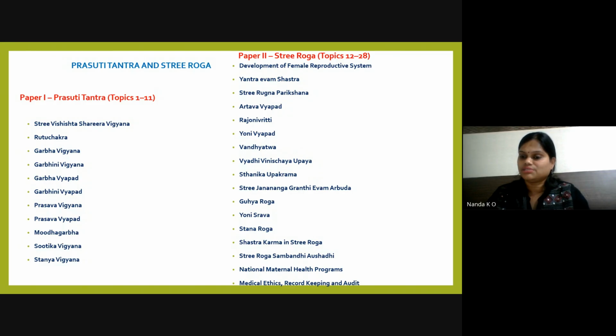term 1, term 2, term 3 PA assessment, and the last 4 topics: shastra karma, Stri Roga Sambandhi Aushadhis, the national health programs, and medical ethics and record keeping audit. These 4 are general topics for both Stri Roga and Prasuti.